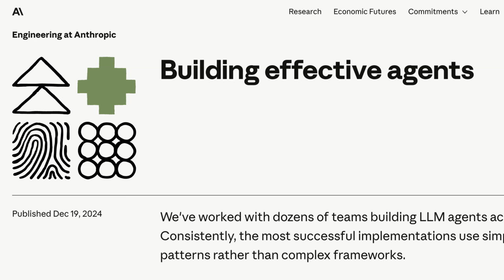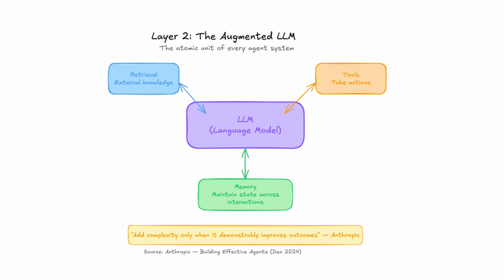Let's talk about layer two, the processing layer. This is where the intelligence lives. In December 2024, Anthropic published Building Effective Agents, which is arguably one of the most influential blog posts in the agent space. In here, they define the fundamental building block, which they call the augmented LLM, a large language model with three different capabilities. And these were retrieval, tools, and memory.